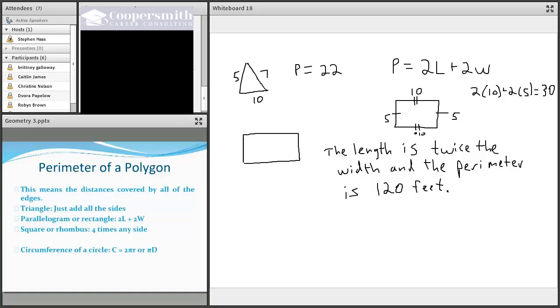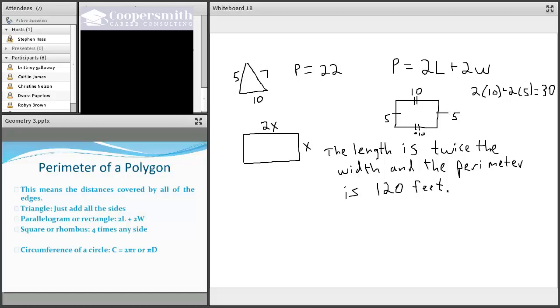What is the relationship between the variables here? It says the length is twice the width. So how about if we called the width, let's say x, and again, it could be y, or it could be a, or it could be z, but let's say x. If the width is x, what would the length be? 2x, right? You see why that works? Well, the length is twice as the width.